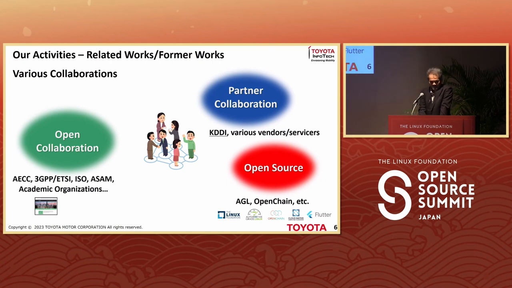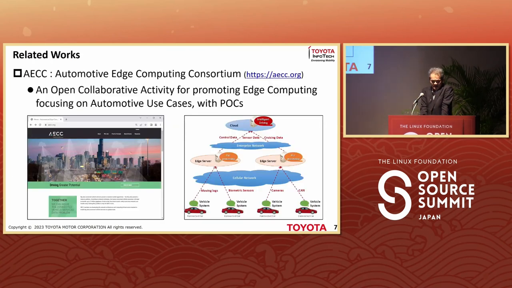Okay. And among these, I will walk through three activities, and the first one is ACC. This is actually related work, not former work. ACC stands for Automotive Edge Computing Consortium, and at this organization, we are promoting edge computing use cases, focusing on automotive use cases, and not just publishing documentation, but we are carrying out several POCs. Please have a look at the website of ACC. There are several interesting POC results.